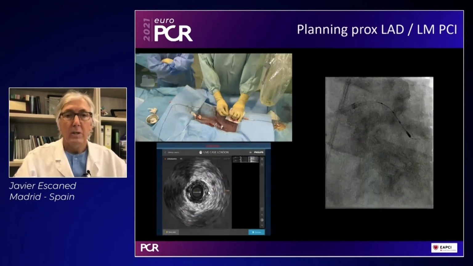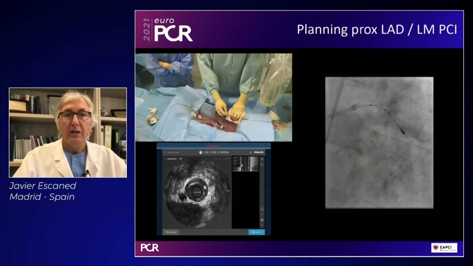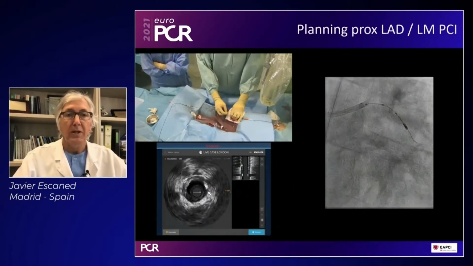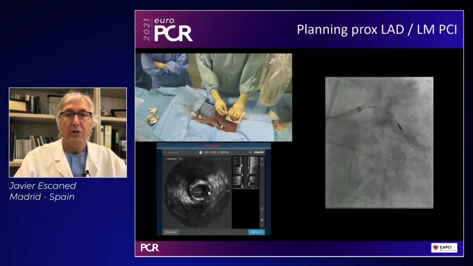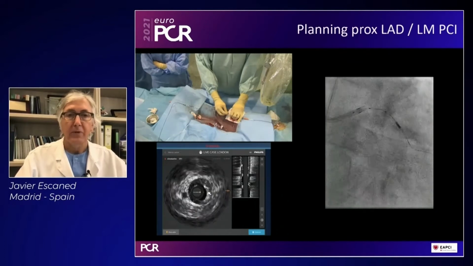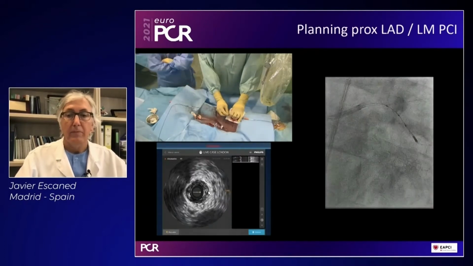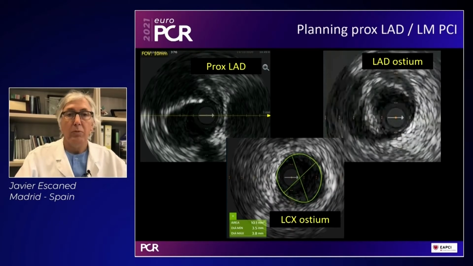Once we had fixed the mid segment of the LAD, we moved to investigate what the strategy would be in the proximal part of the LAD. We realized that we probably had to treat also the stent up to the left main. So we investigated the circumflex ostium. There was no plaque at the level of the circumflex ostium, as you can see here, but there was heavy calcification in the LAD ostium.